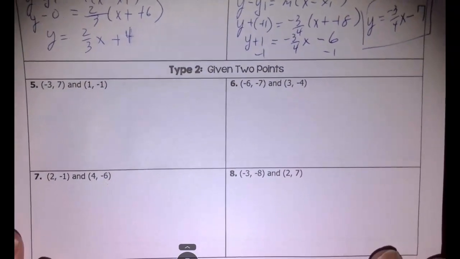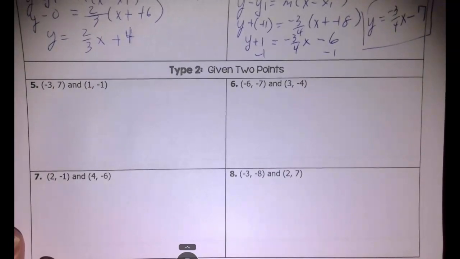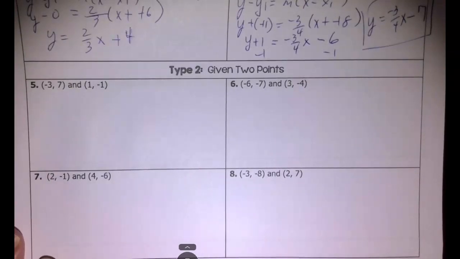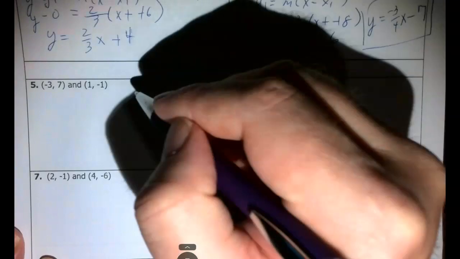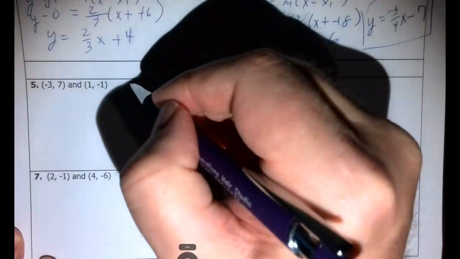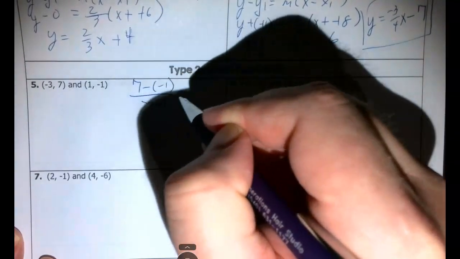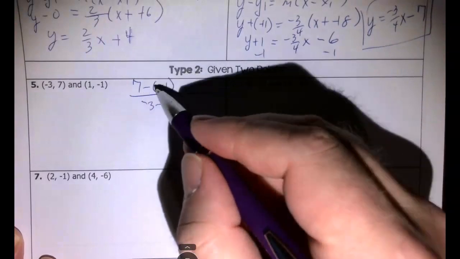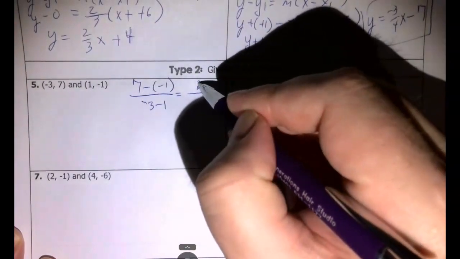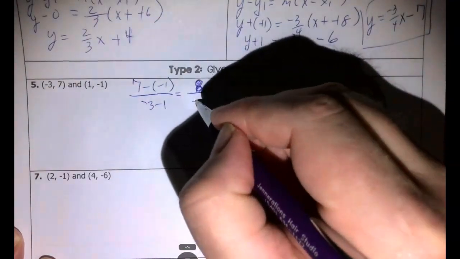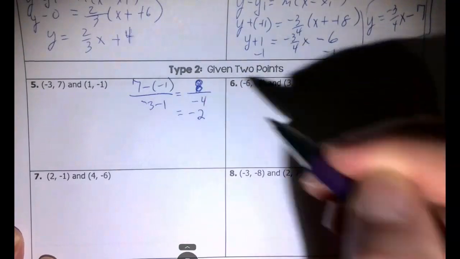Alright, so now we're going to do a couple of these. We'll do the top 2, and you'll get the idea. Okay, given 2 points. Alright, so we don't have a slope this time, so we're going to be using the slope formula to find the slope given 2 points. Again, I just go from left to right. So 7 minus negative 1 over negative 3 minus 1. Okay, and 7 minus a negative 1 is 8. Wow, that was a crazy looking 8. And then negative 3 minus 1 is negative 4. So negative 2 is our slope.